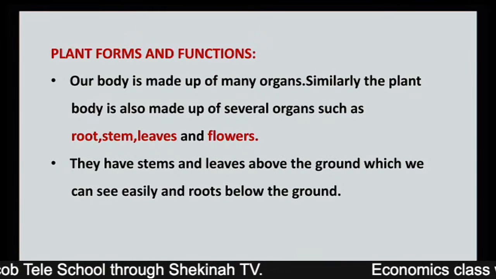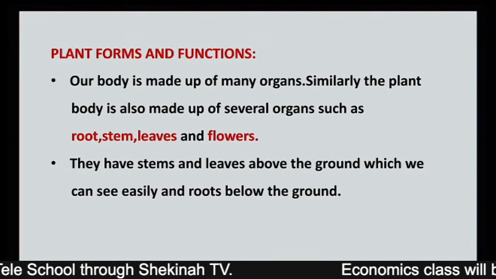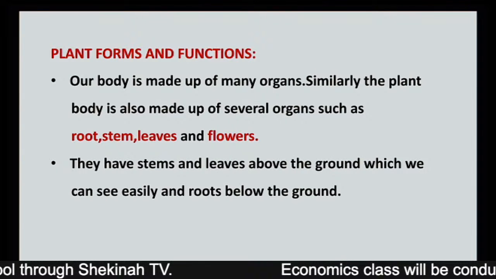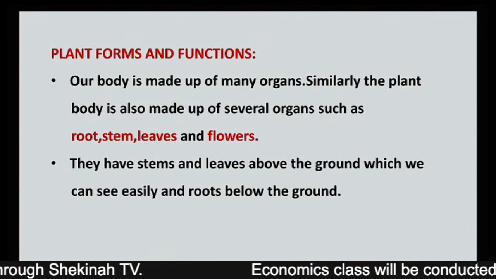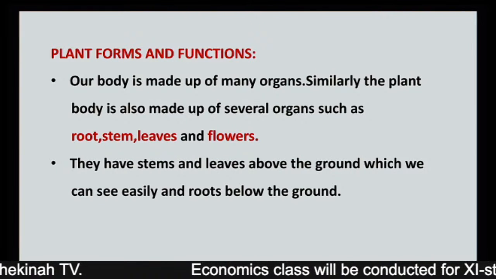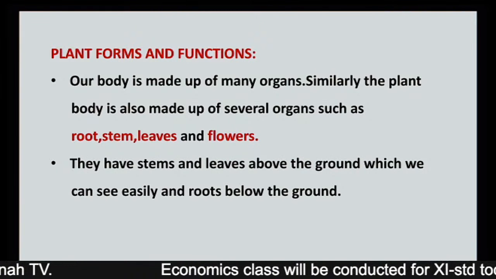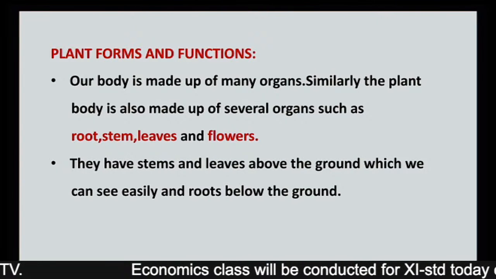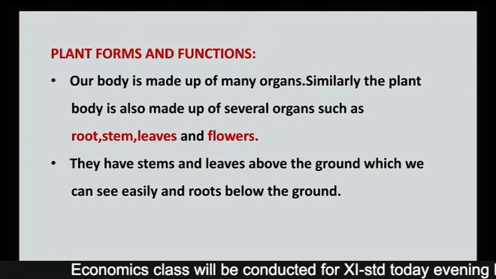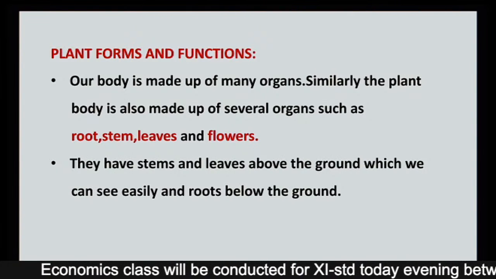Our body is made up of many organs. What are they? Heart, brain, lungs, liver, stomach, kidney. So these are the several organs present in our body. Like that, the plant body is also made up of several organs. What are they? Root, stem, leaves and flowers. So these are the organs of a plant.